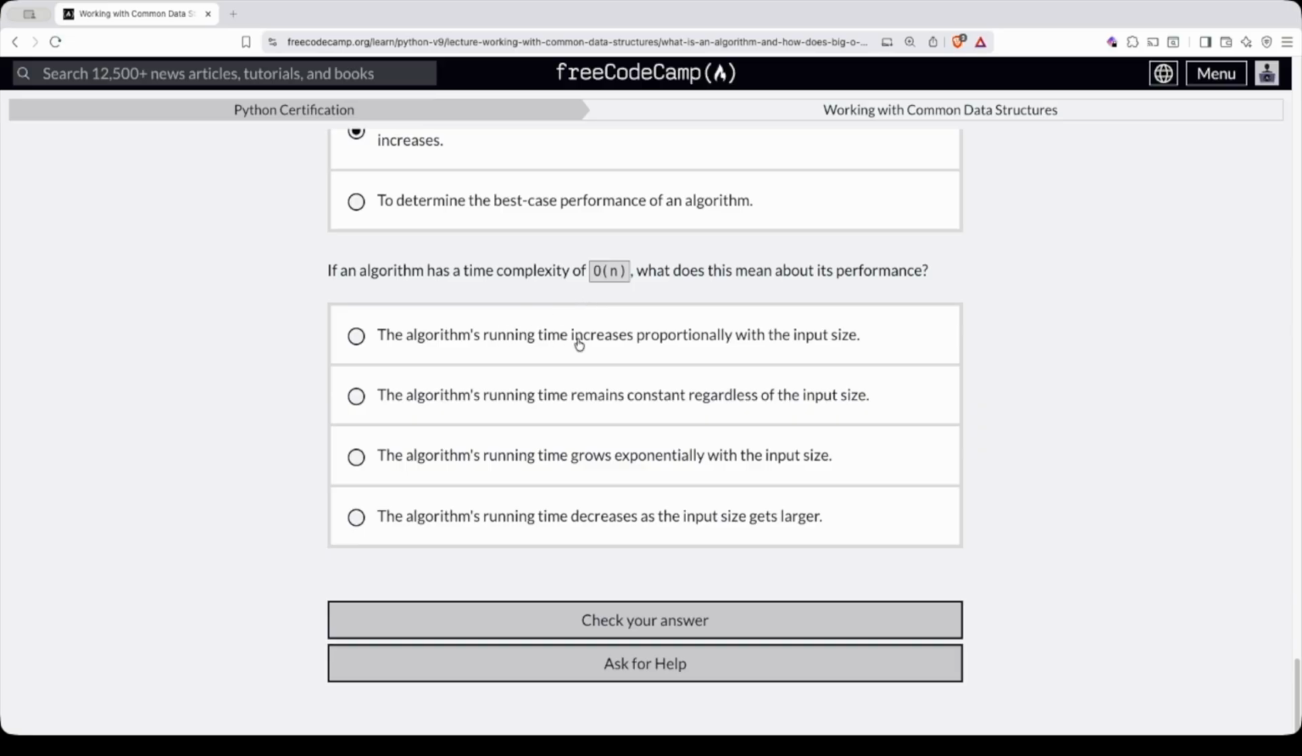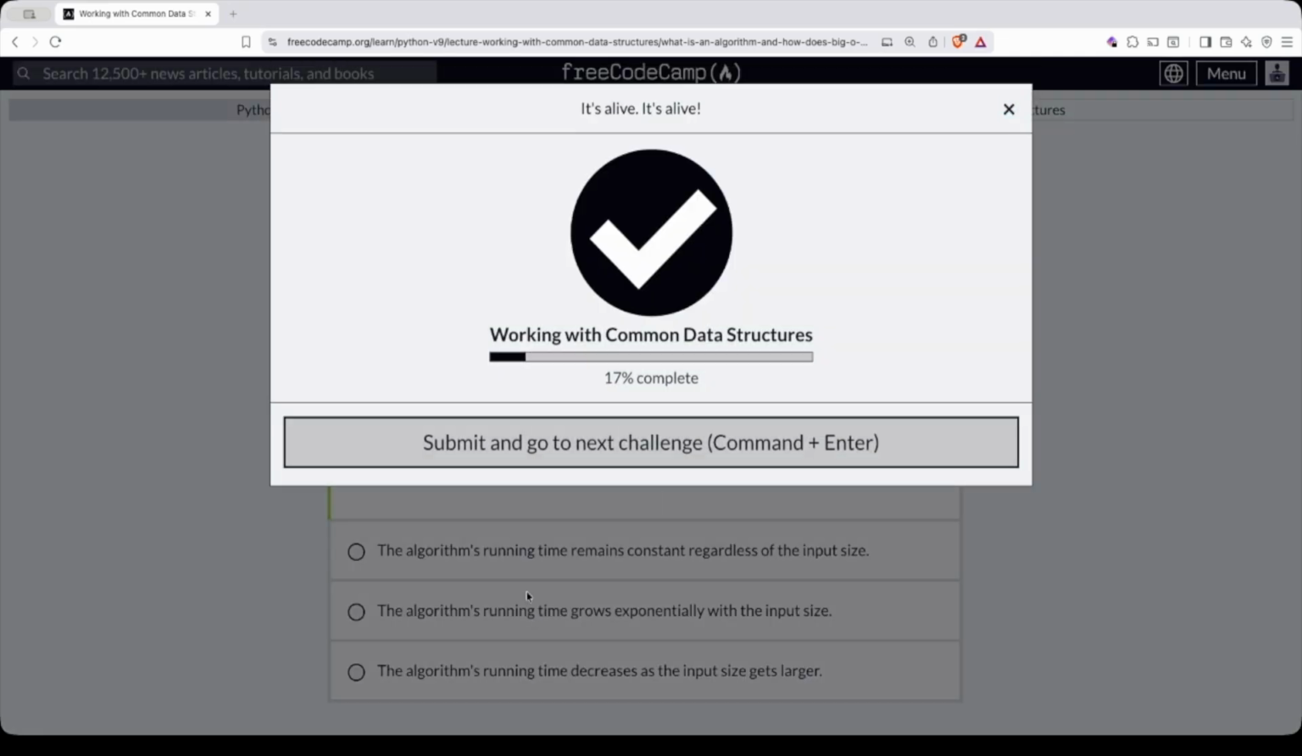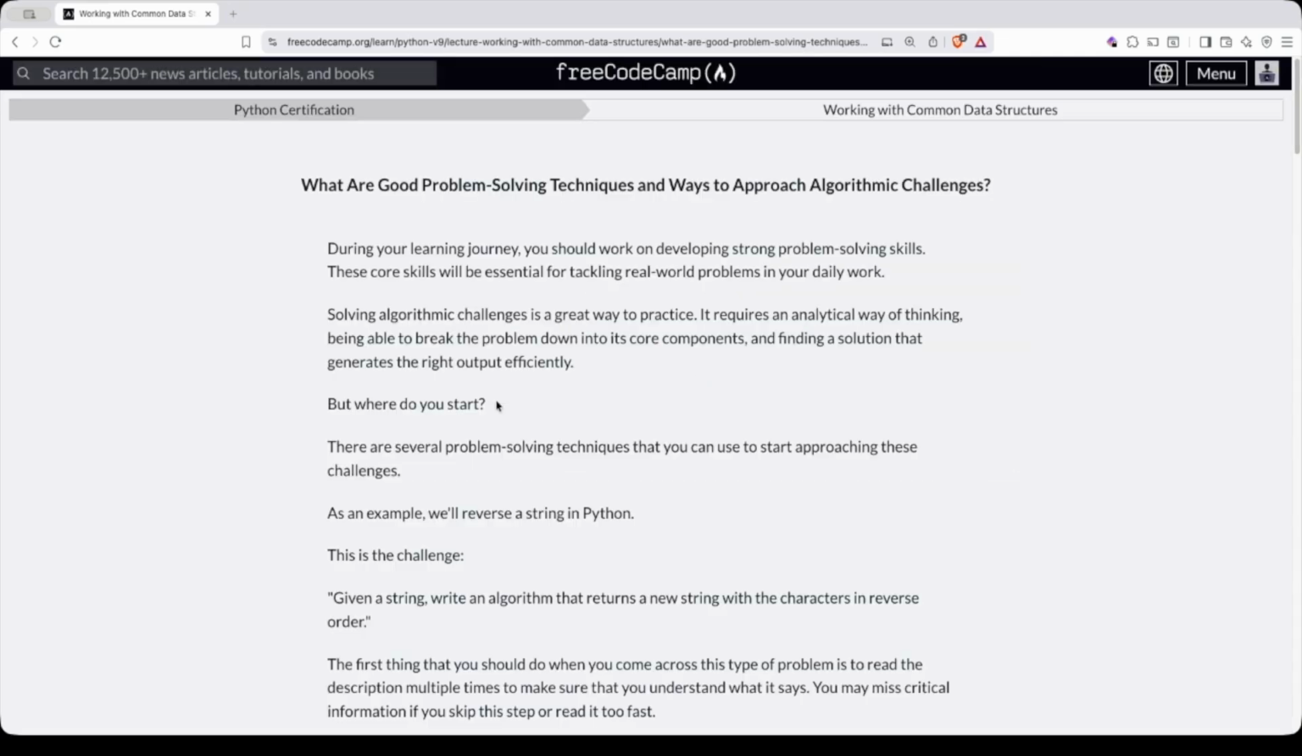If an algorithm has a time complexity of O(n), what does it mean about its performance? The algorithm's running time increases proportionally with the input size. Yes. The algorithm's running time remains constant regardless of input size. No. The algorithm's running time grows exponentially. No, that would be n squared. The algorithm's running time decreases as the input size grows. No, I think it's number 1. Let's check. We got it done. All right, that took longer than I thought.